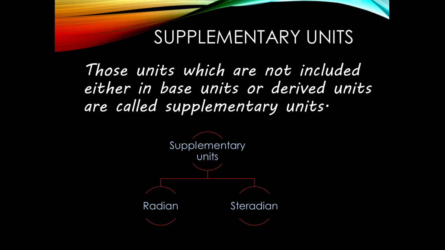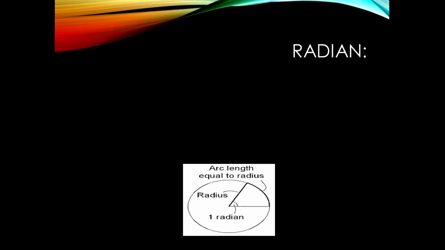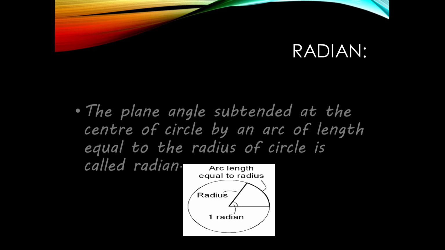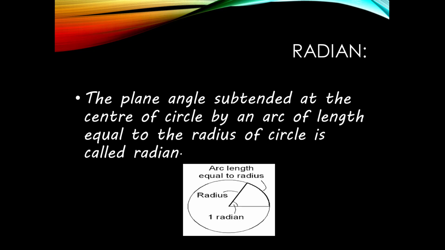So those units which are not included either in base units or derived units are called supplementary units. These are the units of plane angle and solid angle. So supplementary units include two units, radian and steradian, which are not yet classified under base or derived units by System International. So what is radian basically? It is the plane angle subtended at the center of the circle by an arc of length equal to the radius of the circle.